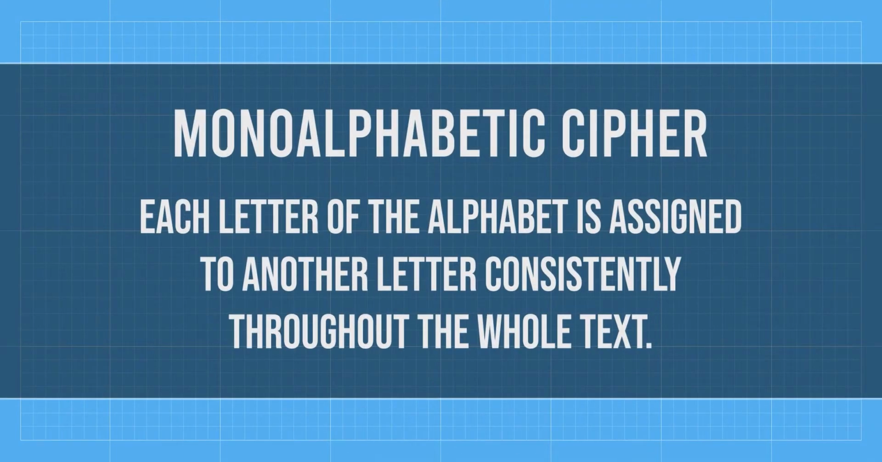The shift cipher is an example of a monoalphabetic cipher, which means that each letter of the alphabet is assigned to another letter consistently throughout the whole text. Basically, scramble the alphabet, then substitute the letters with a different one. These kinds of ciphers are usually easy to decrypt, as I have demonstrated with the shift cipher.